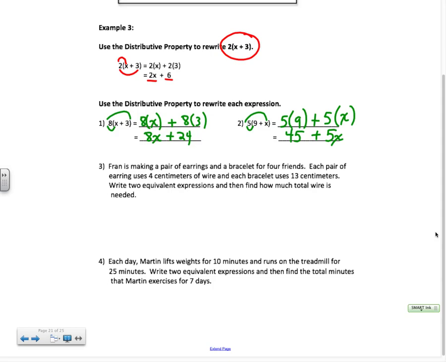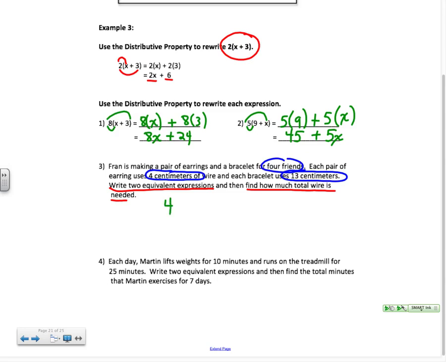So let's take a look back at our problem and see what we need to pick out. So Fran's making a pair of earrings and a bracelet. She's making these for 4 friends. Each pair of earrings is going to use 4 centimeters of wire, so the earrings are small, and each bracelet is going to use 13 centimeters of wire, so the bracelet's bigger. The problem wants us to write 2 equivalent expressions and then find how much total wire is needed. So it looks like I'm going to have 4 of something.